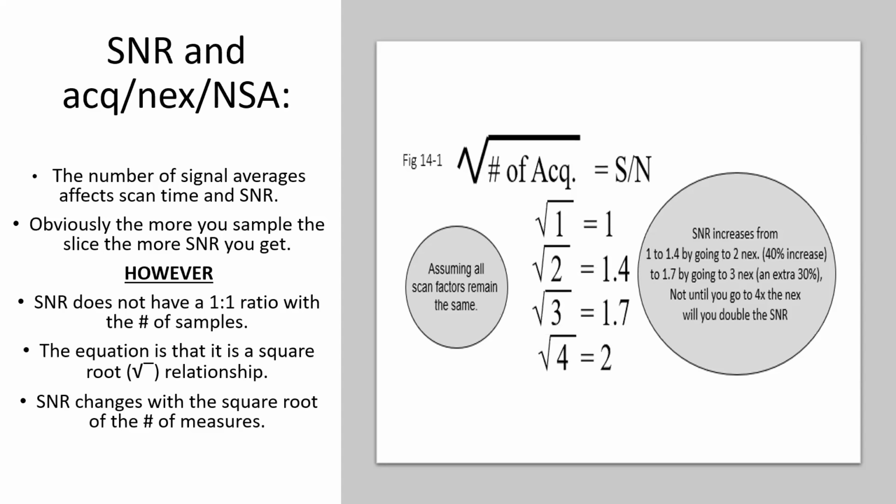Okay, so why doesn't it go up? Hell, I spent twice the time. Why don't I get twice the signal to noise? Because remember, signal to noise is a constant. Noise is a variable. It can go up. So at 2 acquisitions or 2 NEX, you might have low signal to noise on the first one and high signal to noise on the second one, and you average those 2 out. So it's not a direct relationship.